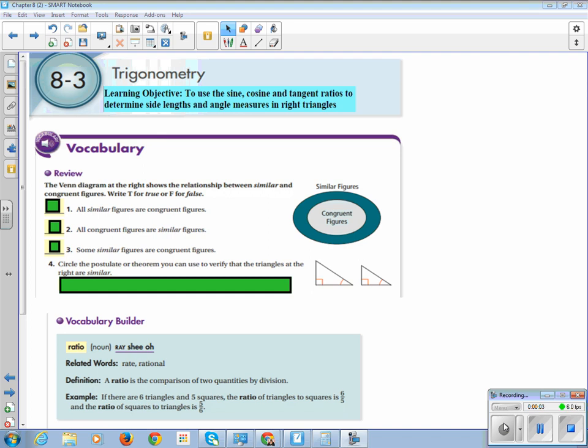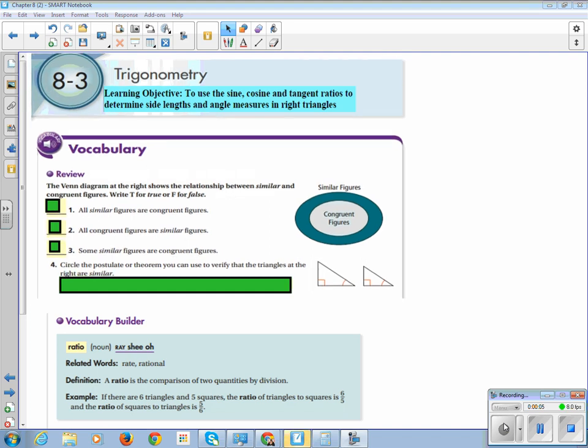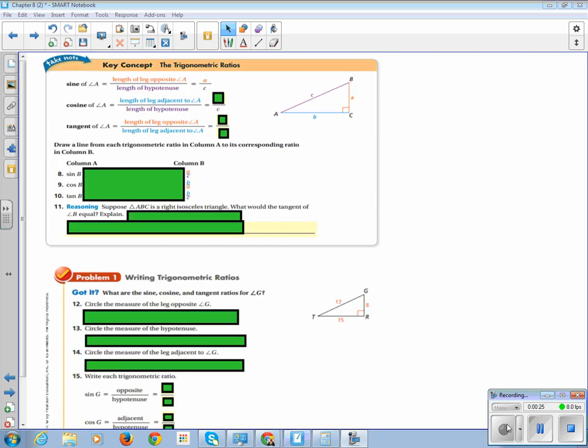All right, so this is chapter 8, section 3. It's called Trigonometry. We call it Trig for short. Our learning objective is to use the sine, cosine, and tangent ratios. We studied ratios at the beginning of this chapter to determine side lengths and angle measures in right triangles. All right, so trigonometric ratios.